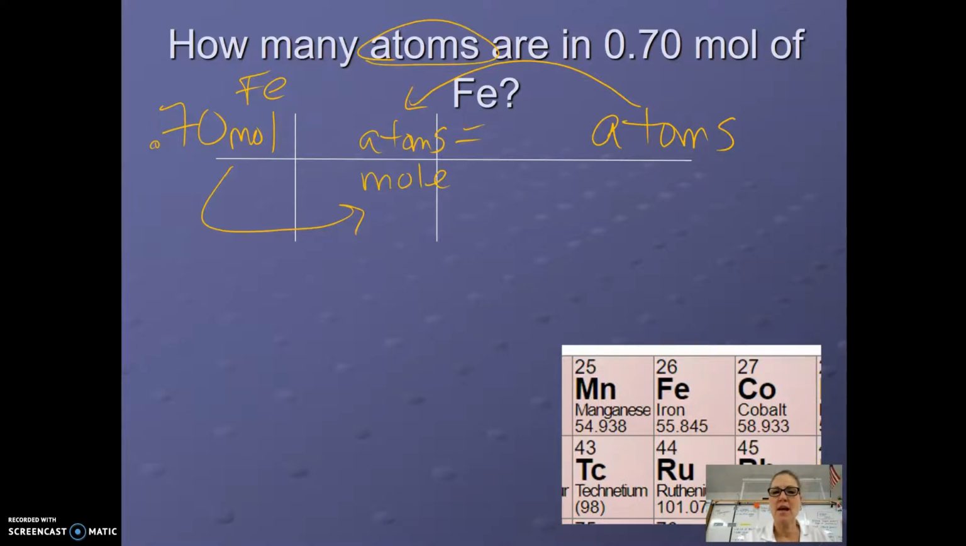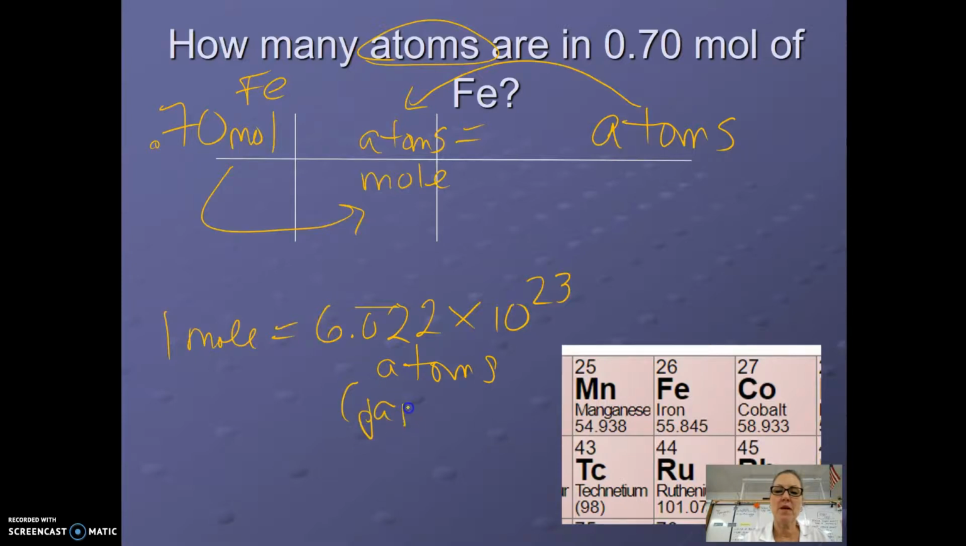Now the question is, how many atoms equal how many moles? What should I put? Well, our last slide told us that 1 mole is equal to 6.02 times 10 to the 23rd atoms or particles. That's how many particles are in 1 mole. So in order to do this converting, where do you think I'm going to put next to the mole? I'm going to put the 1 because 1 mole equals 6.02 times 10 to the 23rd atoms. All right, let's take a look at the math.